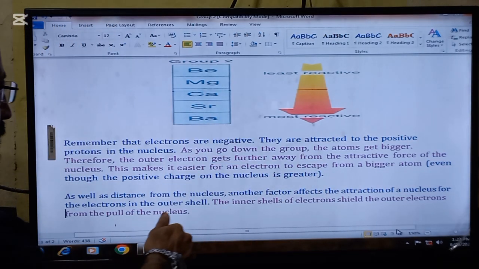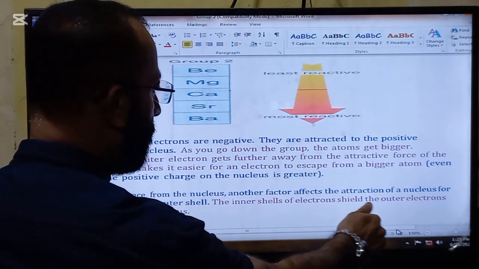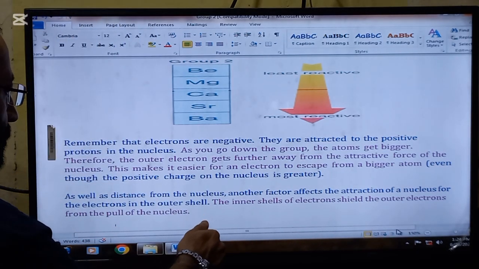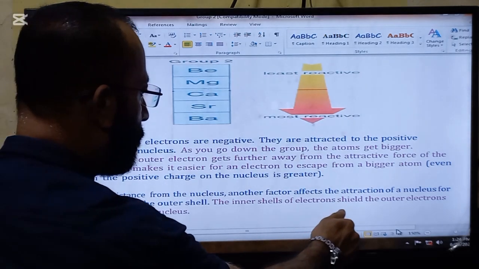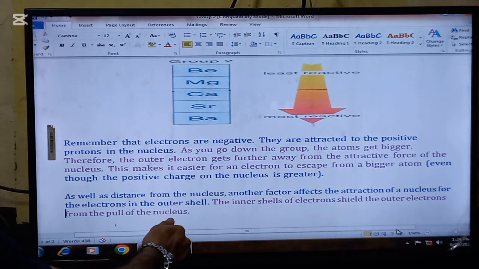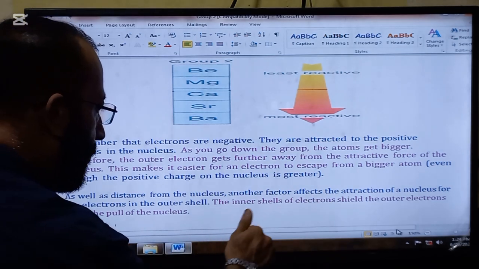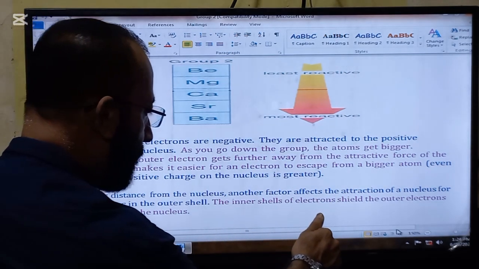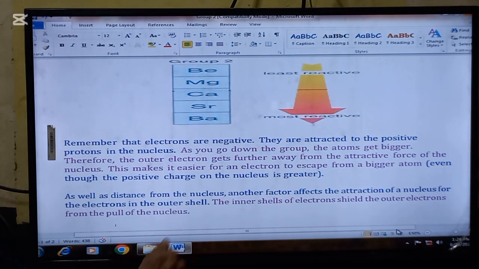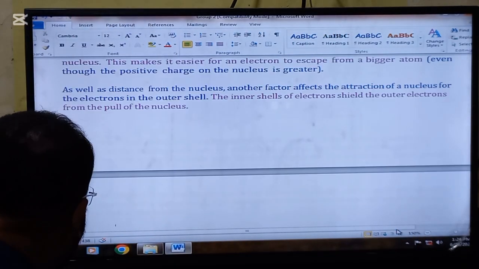As well as distance from the nucleus, another factor affects the attraction of a nucleus for the electrons in the outer shell. The inner shells of electrons shield the outer electrons from the pull of the nucleus. So this is the reason: the inner shells of electrons shield the outer electrons from the pull of the nucleus.